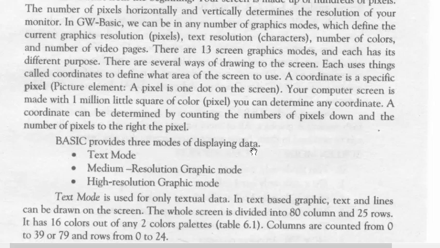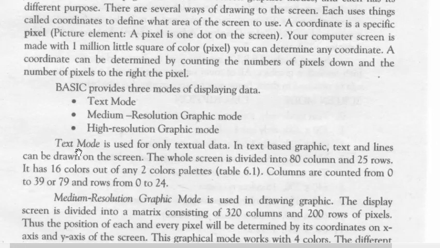BASIC provides three modes of displaying data. Text mode, that we have already studied, that we had the black screen on which we did the previous coding, that is called text mode. Medium resolution mode, high resolution graphics mode. Text mode is used for only textual data. In text-based graphics, text and lines can be drawn on the screen.